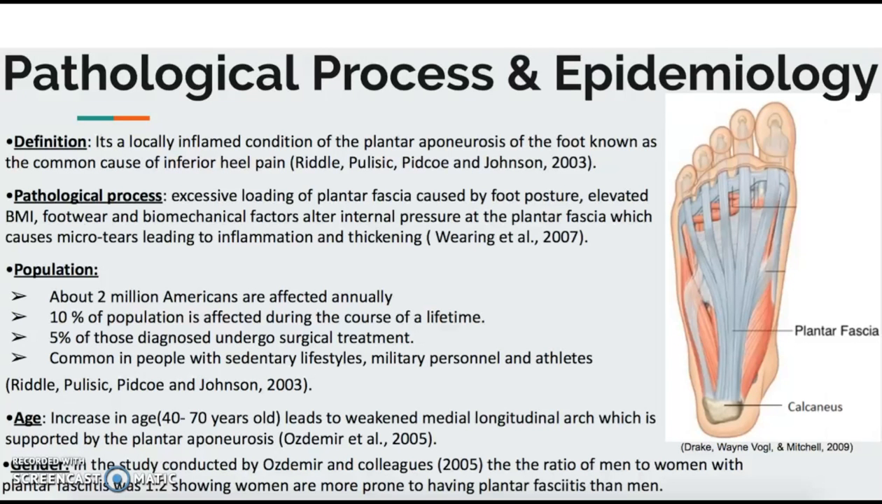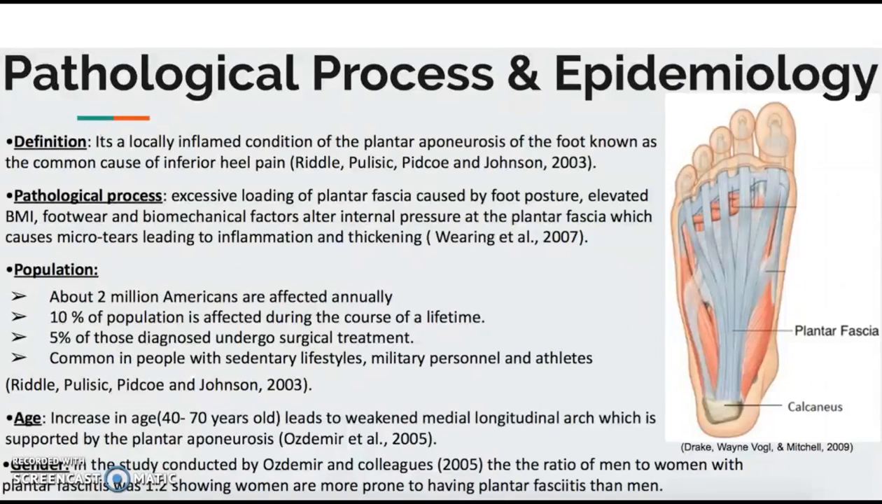First, we will look at the pathological process and epidemiology of plantar fasciitis. Plantar fasciitis is a locally inflamed condition of the plantar aponeurosis of the foot, known as the common cause of inferior heel pain. The pathological process involves excessive loading of the plantar fascia caused by foot pressure, elevated BMI, footwear, and biomechanical factors that alter internal pressure at the plantar fascia, which causes micro tears leading to inflammation and thickening.